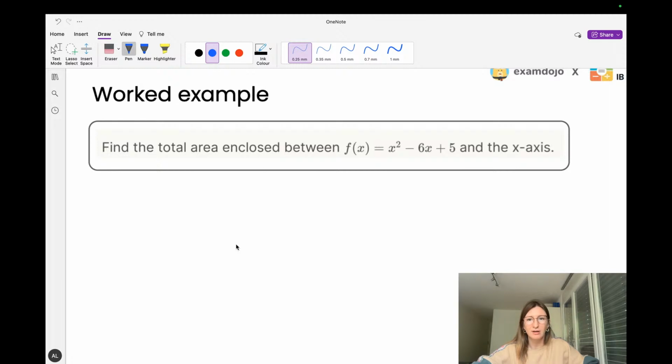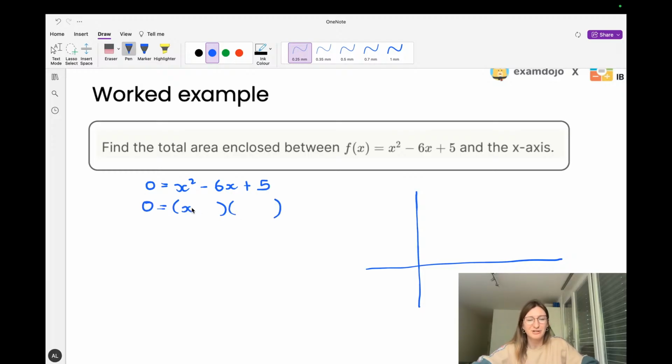Find the total area enclosed by this graph and the x-axis. So let's draw a little diagram so we can see what's happening here. I need to find my x-intercepts to see where we are going to integrate from. If we factorize, we're going to get minus 5 and minus 1. So x equals 5 and x equals 1. That's where our limits are. So let's say that's something like there and there. We're going through 5 on the y-axis, so it's going to be something like that.